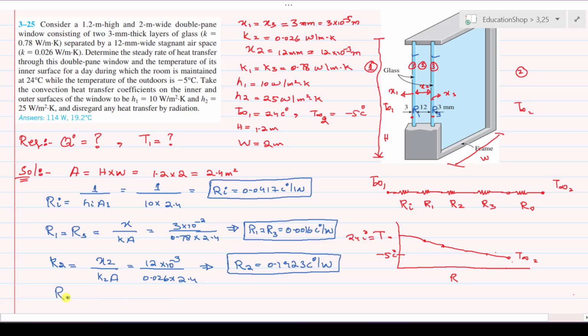Next is to find the R0 resistance, 1 divided by H0A. The H0 value is H2, that is 25. Just solve on a calculator and you will get the R0 value, 0.0167 centigrade per watt.